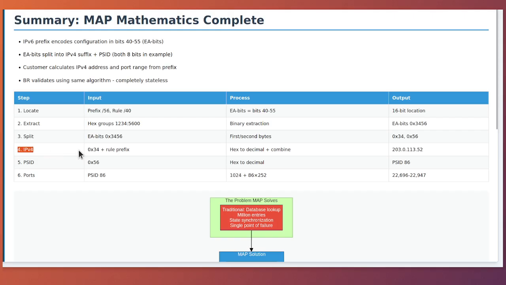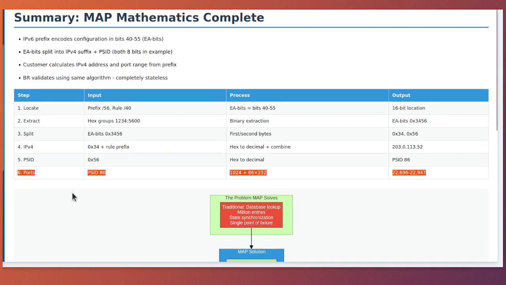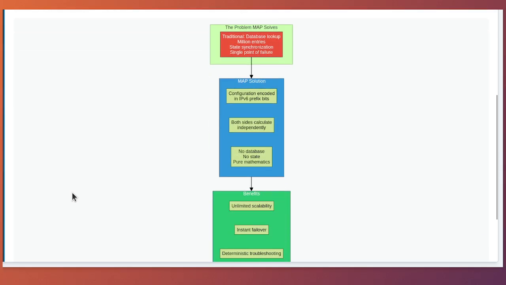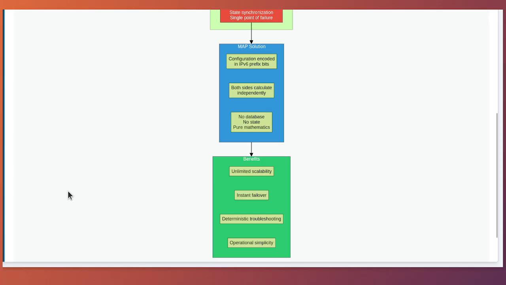Fourth, convert the IPv4 suffix from hexadecimal to decimal and combine it with the rule's IPv4 prefix to get the complete IPv4 address. Fifth, convert the PSID from hexadecimal to decimal. Sixth, calculate the valid port range using either the contiguous or algorithmic method. Both the customer equipment and the ISP's border relay perform these identical calculations independently. The customer equipment uses the calculations to configure its NAT engine with the correct IPv4 address and port range.